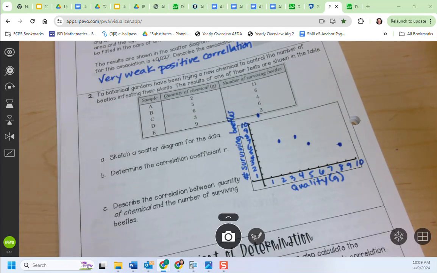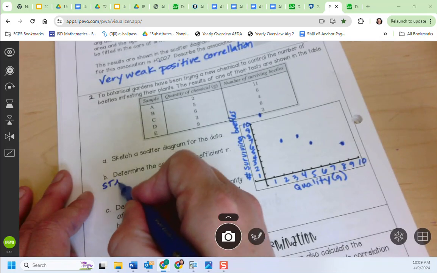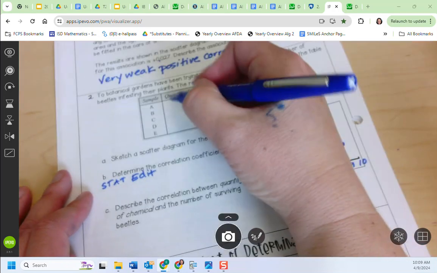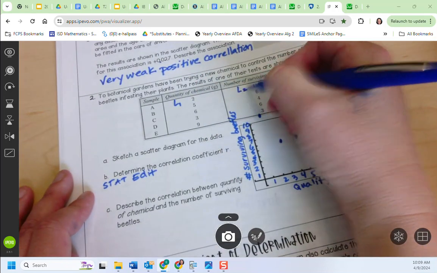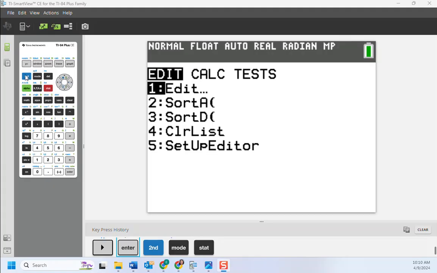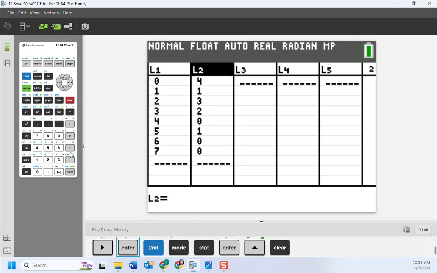Okay, so then it says to determine the correlation coefficient for R. So this means we're going to have to put this data into our lists. So I want you to do stat, edit, and you're going to put the X in L1 and the Y in L2. So I did stat and then edit, and I'm going to clear my lists, clear, enter.